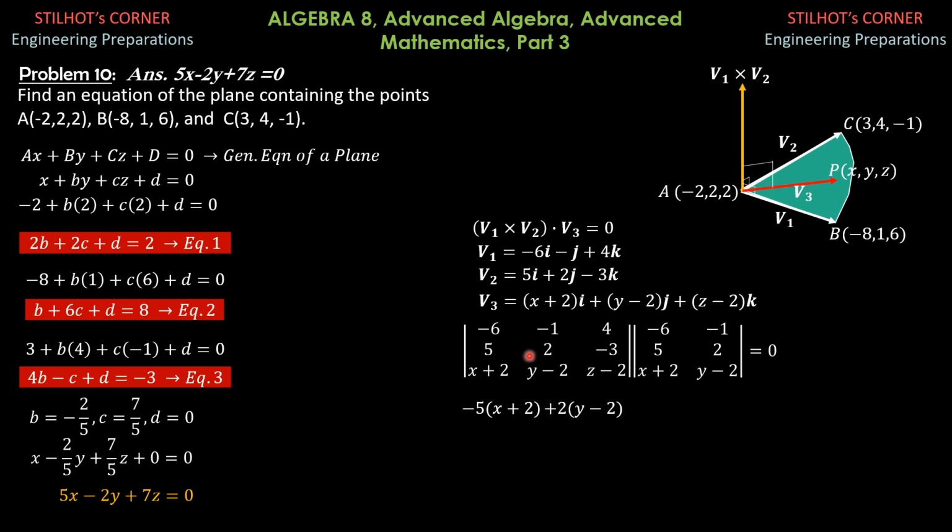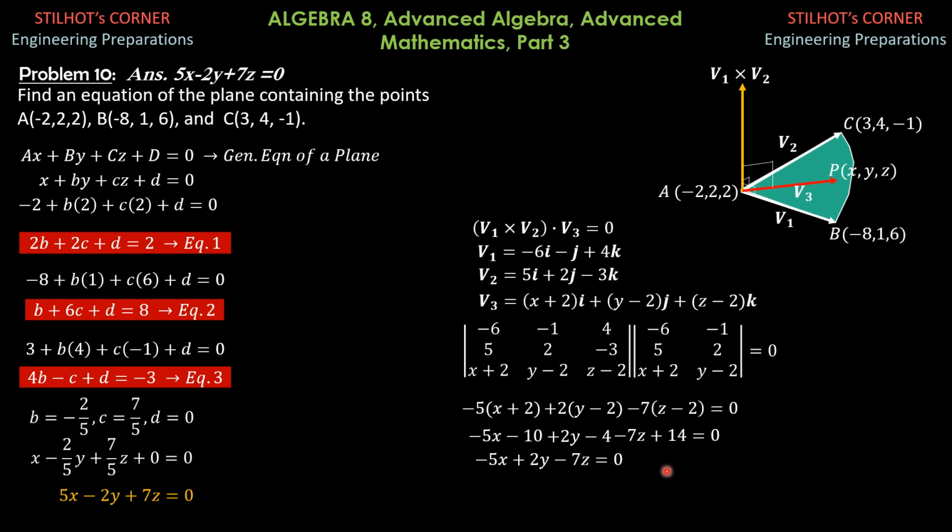And finally, for z, negative 6 times 2 of quantity z minus 2, that's negative 12 of z minus 2. Then minus 5 times negative 1, that's positive 5 of z minus 2. So negative 12 of quantity z minus 2 plus 5 of quantity z minus 2 is negative 7 of quantity z minus 2 and equated to 0. Distribute. So we have negative 5x plus 10, minus 10 rather, then plus 2y minus 4, then minus 7z plus 14 equals 0. Negative 10 minus 4 is negative 14 plus 14, 0. So therefore, this reduces to negative 5x plus 2y minus 7z equals 0.